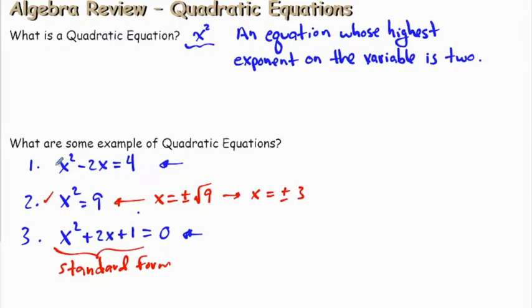For examples 1 and 3, we would have to first get example 1 into standard form by subtracting 4 from the right-hand side to get that 0. Once we get that 0, we can say it is in standard form, and number 3 is already in standard form. So these are some examples of quadratic equations. This is what we will be working with in this lecture.